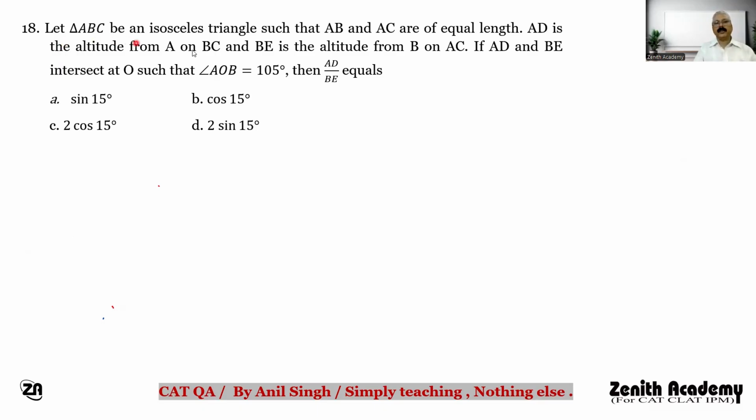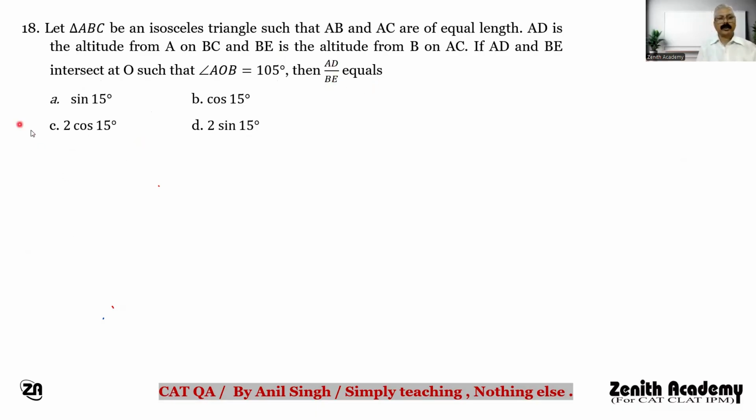Let triangle ABC be an isosceles triangle such that AB and AC are of equal length. AD is the altitude from A on BC and BE is the altitude from B on AC. If AD and BE intersect at O such that angle AOB is 105 degrees, then AD upon BE is equal to what?